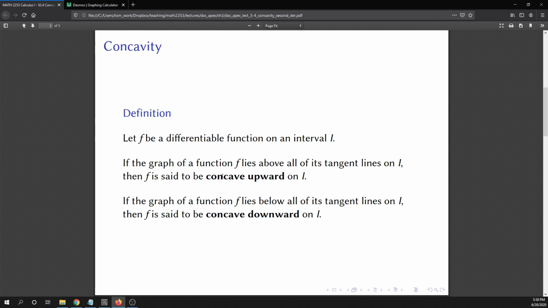If the graph of the function f lies above all of its tangent lines on I, then f is said to be concave upward or concave up on I. All right, so let's take a look and see what that means.